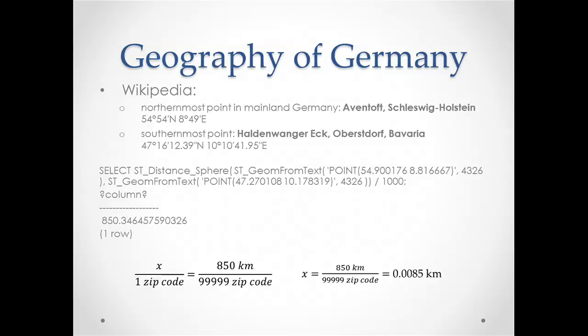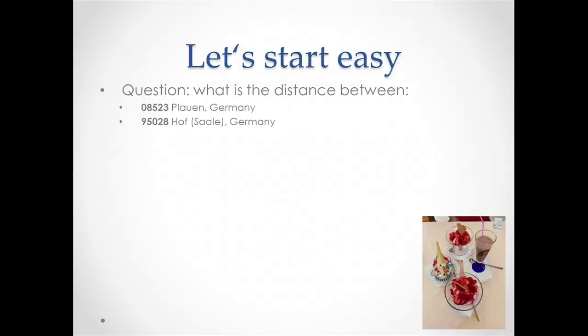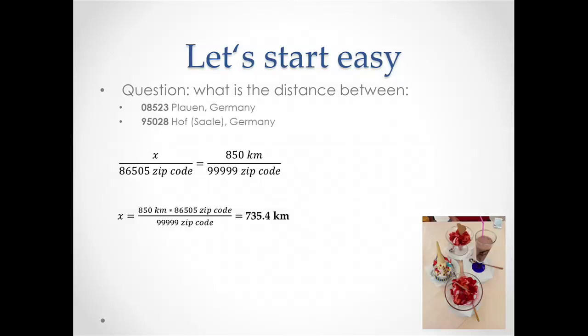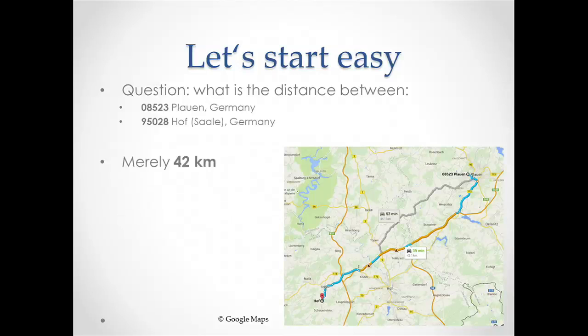As an example, this is the northernmost point in Germany. And this is the southernmost point in Germany. Based on the zip codes we have, like we have 100,000 zip codes, so we can say, okay, every zip code is roughly 85 meters. Except it doesn't really work this way. What's the distance between these two zip codes? Based on the math we've seen on the slide before, it must be something like 730 kilometers, except it's 42. Doesn't really work this way.